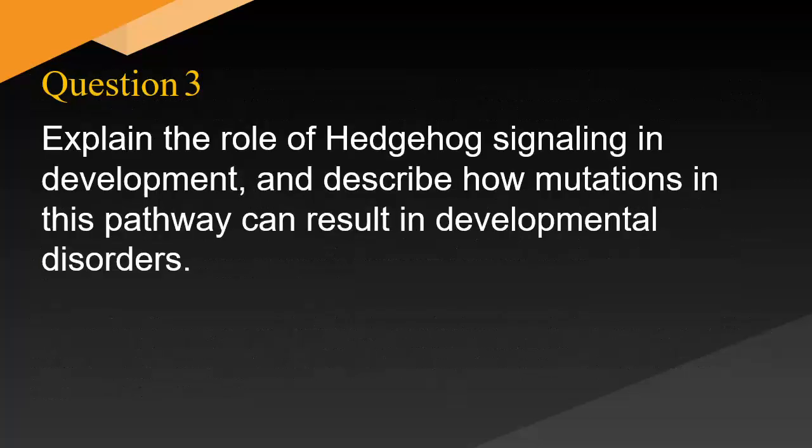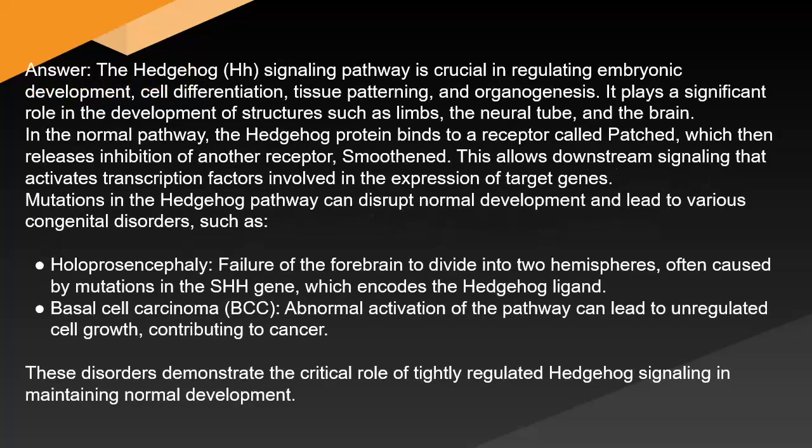Explain the role of hedgehog signaling in development and describe how mutations in this pathway can result in developmental disorders. Answer: The hedgehog (HH) signaling pathway is crucial in regulating embryonic development, cell differentiation, tissue patterning, and organogenesis. It plays a significant role in the development of structures such as limbs, the neural tube, and the brain.